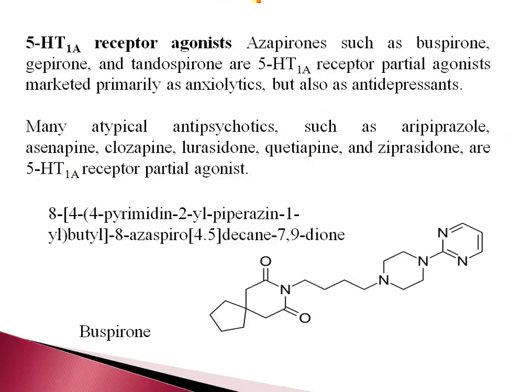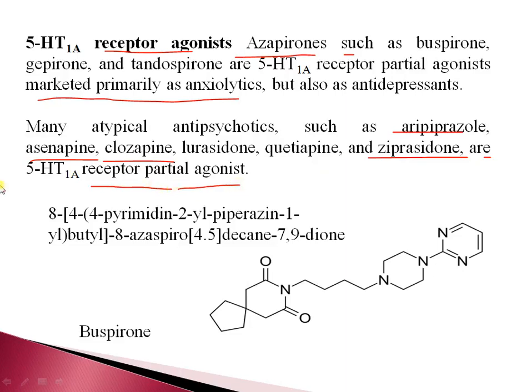The 5-hydroxytryptamine 1A receptor agonists are azaspirones such as buspirone, gepirone and tandospirone. They are 5-HT1A receptor partial agonists, marketed primarily as anxiolytics but also as antidepressants. Many atypical antipsychotics like aripiprazole, clozapine, quetiapine and ziprasidone are partial agonists towards the 5-hydroxytryptamine 1A receptor.